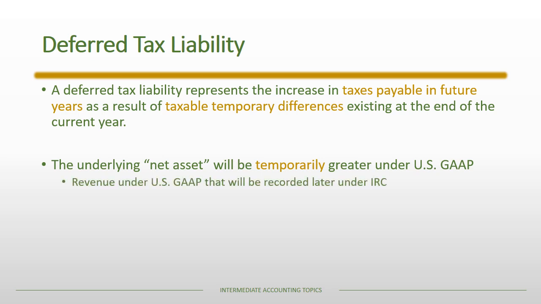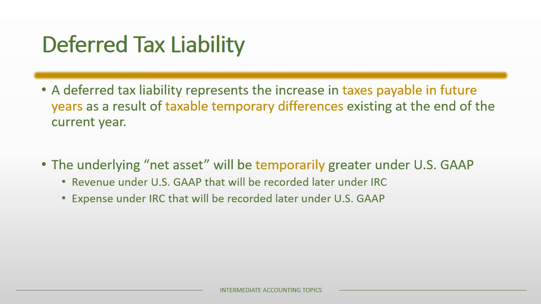This can come from one of two places. One, revenue under US GAAP. There must be revenue that's recorded under US GAAP that's going to be recorded later under the Internal Revenue Code. Or potentially there may be an expense under the Internal Revenue Code that will be recorded later under US GAAP. As an example of the first one, let's say that you have a receivable that would be recorded under US GAAP. That net asset then increases, but the receivable, let's say, isn't recorded as income under the Internal Revenue Code until it's actually collected. So there's this temporary difference.